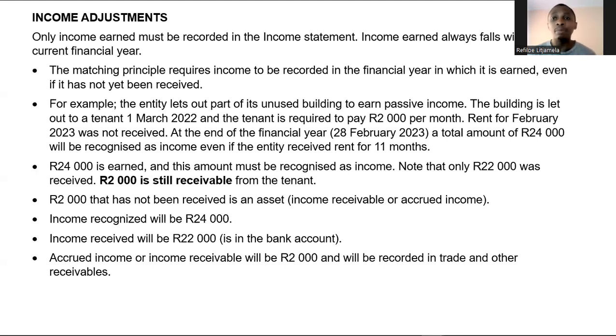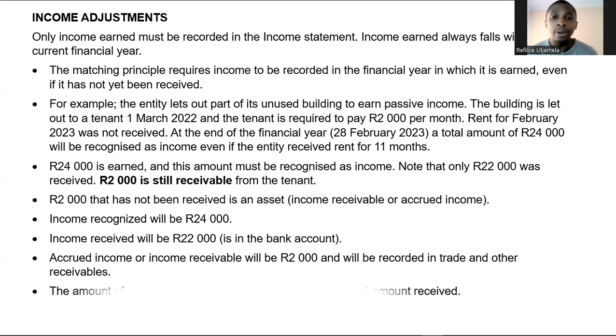It is among the current assets of the entity, amounts that are owed to us. I mean, in this case, it's an amount that is owed to us. It's a current asset that is owed to us. It is a debt, okay, that is incurred by the tenant. Now, that 2,000 that is owed to us, we recognize it as a current asset, and it will be recorded in trade and other receivables because it's income that is receivable. We have earned it, but we have not yet received it.